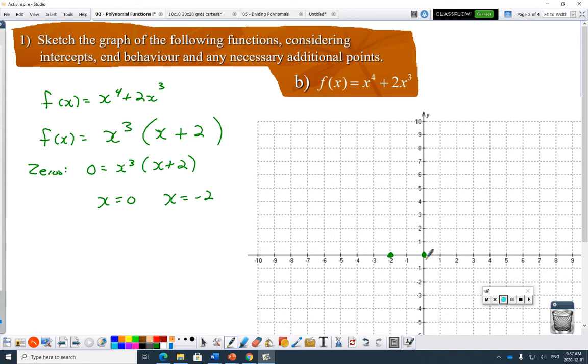Next, end behavior. Well, no. The two things we need for end behavior. On the off chance you haven't finished yesterday's homework, I want to teach this carefully. We want the degree and the leading coefficient.